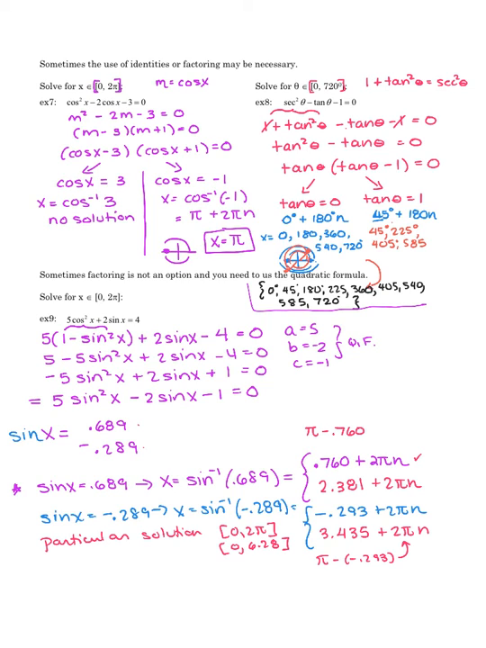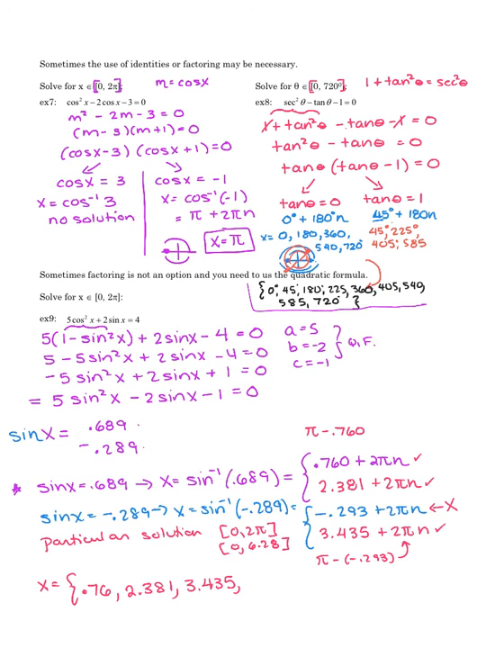So all of these are going to fall in that range except for the negative. And if I add 2 pi to any of them, it will put me outside. 2 pi plus something positive will be beyond our range. So I already know that my first answers will be 0.76, 2.381, and 3.435. My last answer is going to come from the negative 0.293.